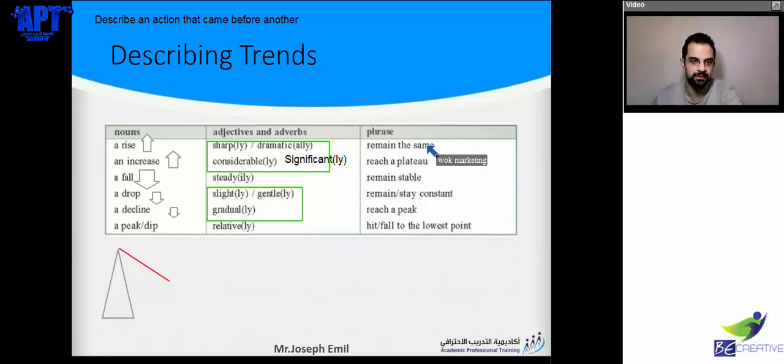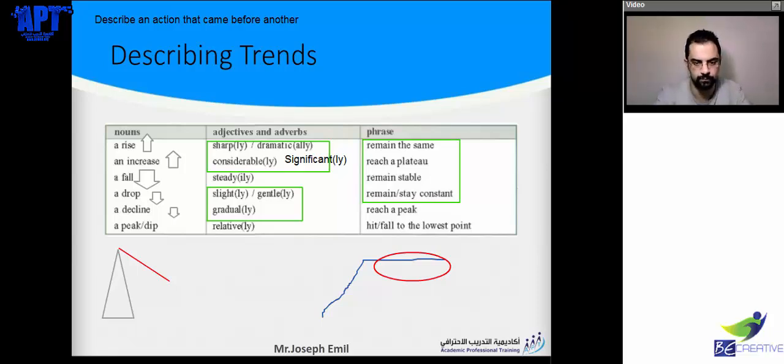Relatively is nisbiyan. Then we can say remain the same and reach a plateau, remain stable, remain stay constant. All of these words here mean the same. Something has been rising, or was rising, and then it became stable. This is called a plateau. Plateau. Okay, in Arabic I think it's called hadaba. Alright? Hadaba.